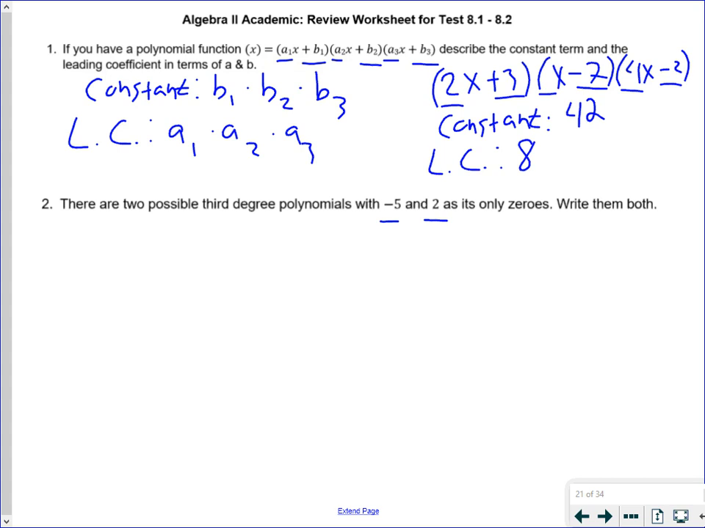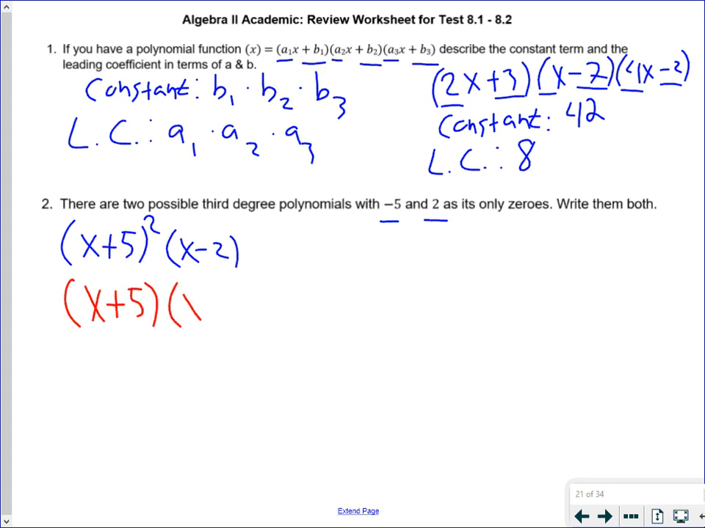So one of our possible polynomials will be when negative 5 has a multiplicity of 2. So you have (x plus 5) squared and (x minus 2). And our other polynomial will be when 2 has a multiplicity of 2. So (x plus 5) times (x minus 2) squared. We can see both of these polynomials have a degree of the third power, but they have different multiplicities for the zeros. In the first one, negative 5 has a multiplicity of 2, and in the second one, 2 has a multiplicity of 2. That's how you have a third-degree polynomial with only 2 possible zeros.